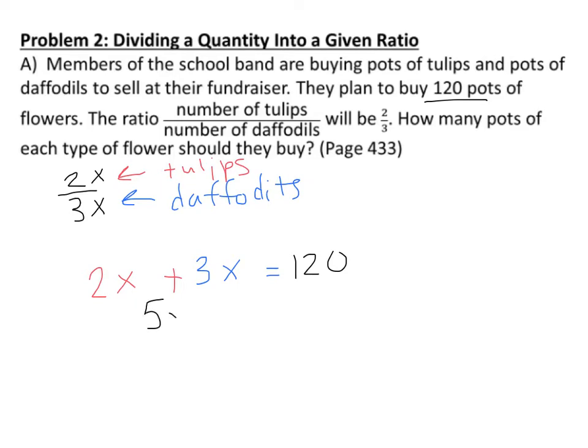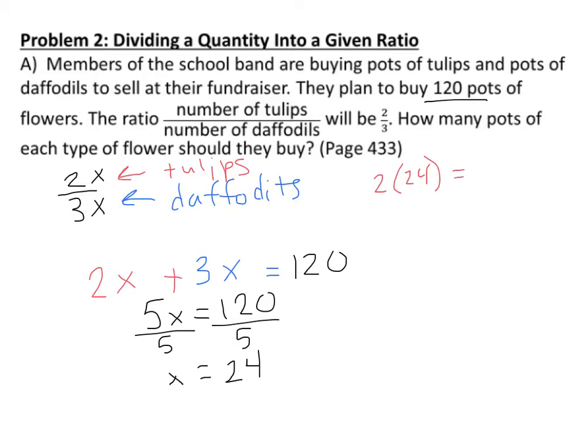Combine like terms and we get 5x equals 120. Divide both sides by 5 and we get x equals 24. Now we can use this number 24 to figure out how many tulips and how many daffodils they should buy. So since the number of tulips was 2x, we're going to plug 24 in for x. We get 2 times 24, which is 48. The number of daffodils was 3x, so 3 times 24, which is 72. If we add these up, we should get 120 total flowers, which we do.